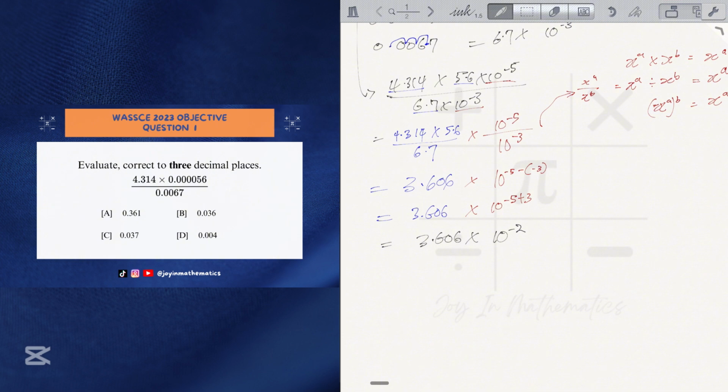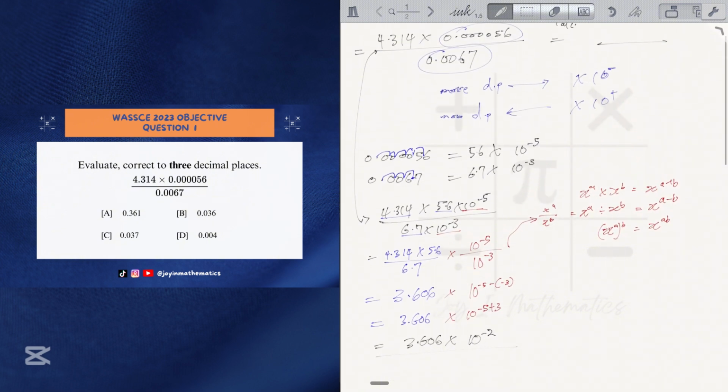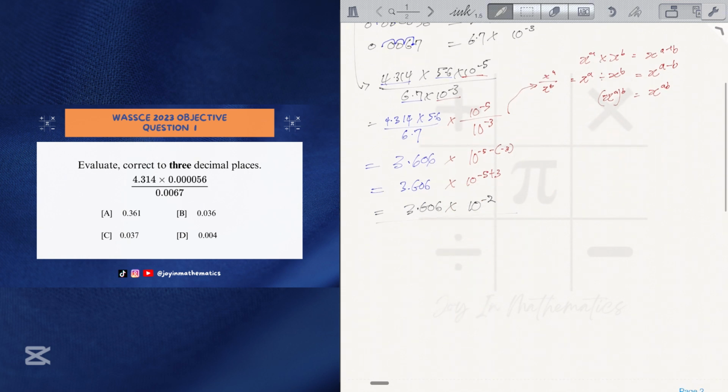Now, this is our answer in standard form. Now, if we look at the options, we'll see that the options are given in decimal form, so we have to convert this backwards to decimal points. So with this now, we have 10 raised to the power of -2.